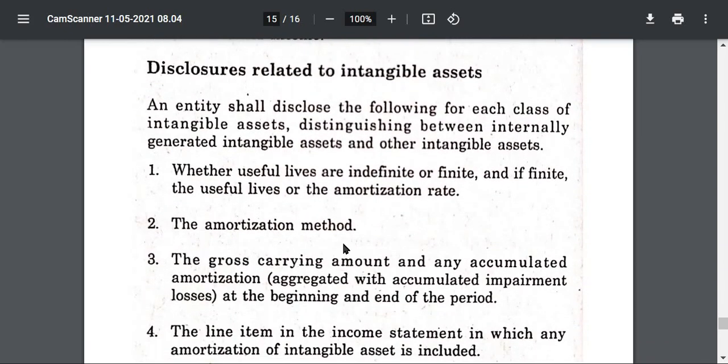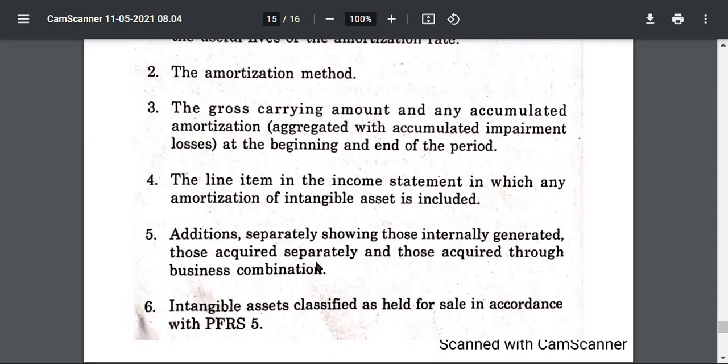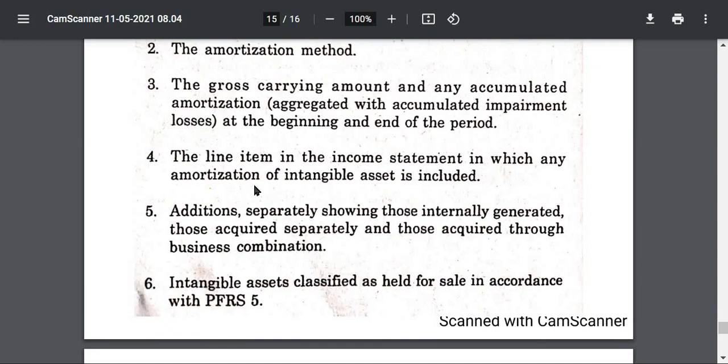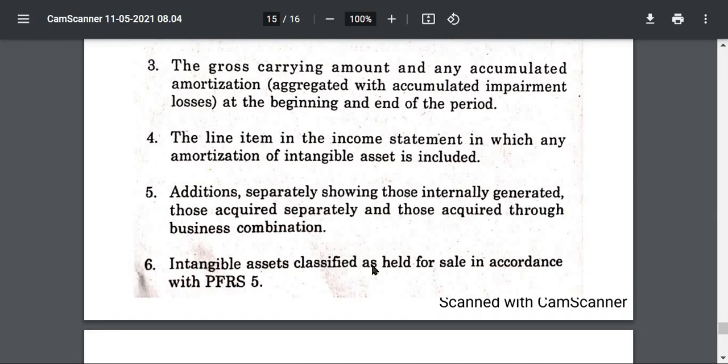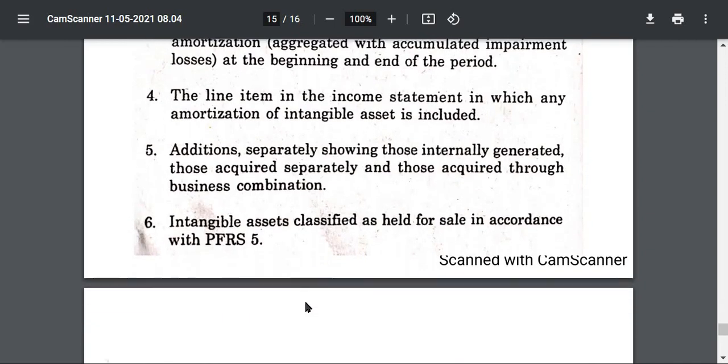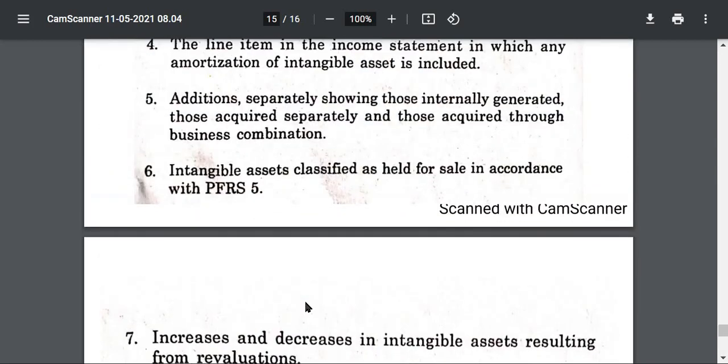And here are the disclosures related to the intangible asset, such as the useful life, kapag finite or infinite ba, and the useful lives or the amortization rate, the amortization method, the carrying amount, the line item in the income statement in which yung amortization of intangible asset is included. Part ba siya sa operating expense, part ba siya sa cost of goods sold, or cost of the product. Yan. Okay? So, meron pa tayong additional disclosures. Basahin nyo na lang yan.